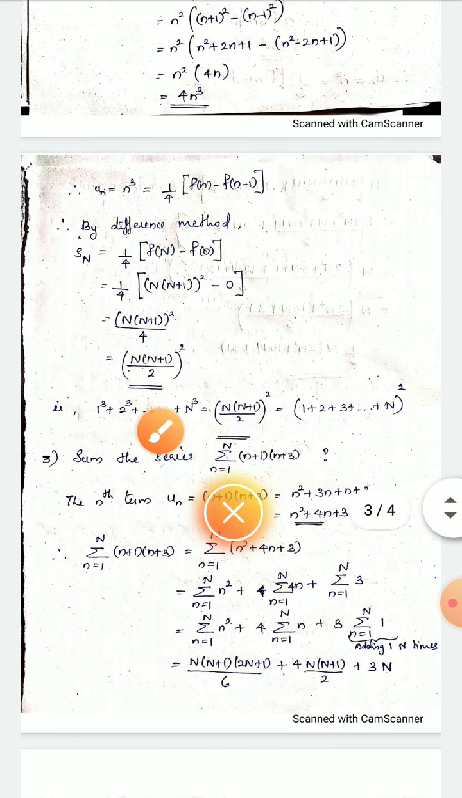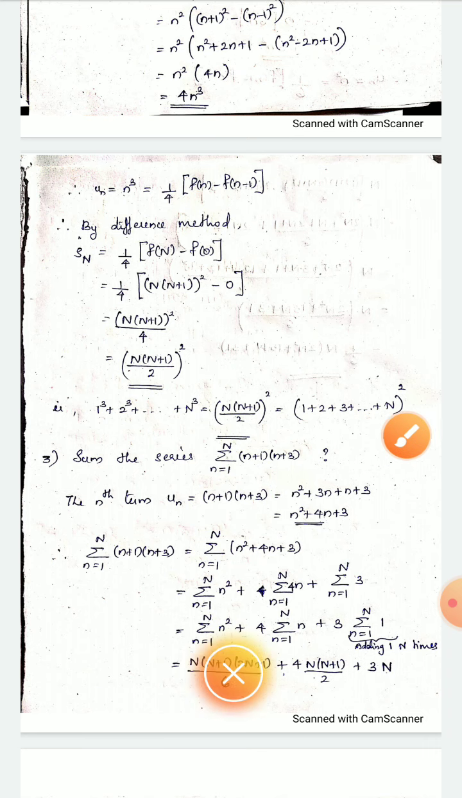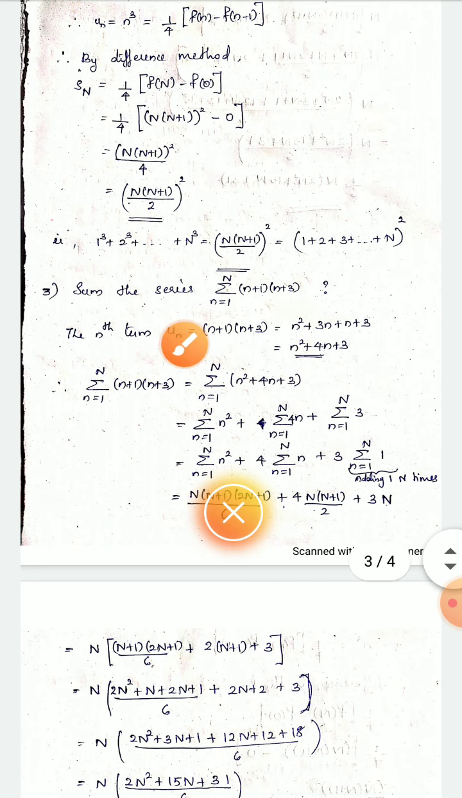So the sum of the cubes of first n natural numbers is n into (n plus 1) by 2, the whole square. But we know the sum of first n natural numbers is n into (n plus 1) by 2, which is 1 plus 2 plus 3 plus etc. plus n. So the sum of the cubes of first n natural numbers is equal to the sum of first n natural numbers, the whole square. Okay. Look at the third question.